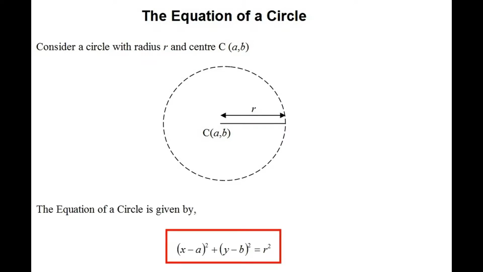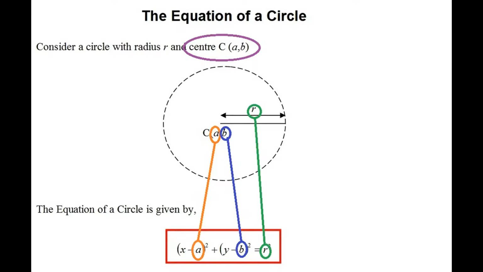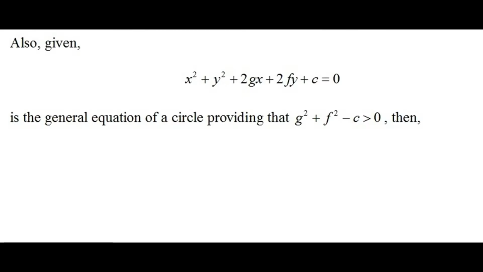So the equation of a circle is given by (x minus a) squared plus (y minus b) squared is equal to r squared. If you have an equation of this form, the values of a and b will give you the coordinates of where the centre of the circle is, and r gives you the value of the radius of the circle. Over to the next screenshot.